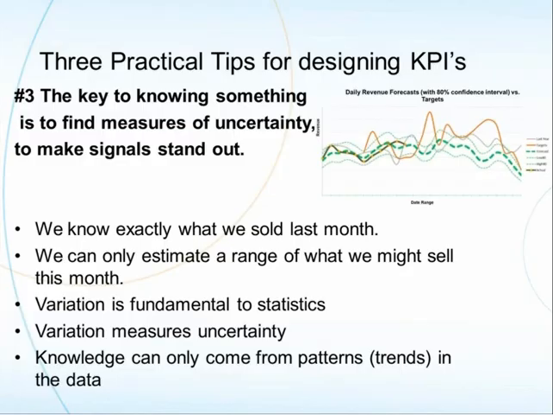And it's very difficult when you're looking at data series to see what exactly is happening. We can tell exactly what we sold last month. We can only estimate what we might sell next month. So that variation is fundamental to statistics. The knowledge comes from these patterns and trends.